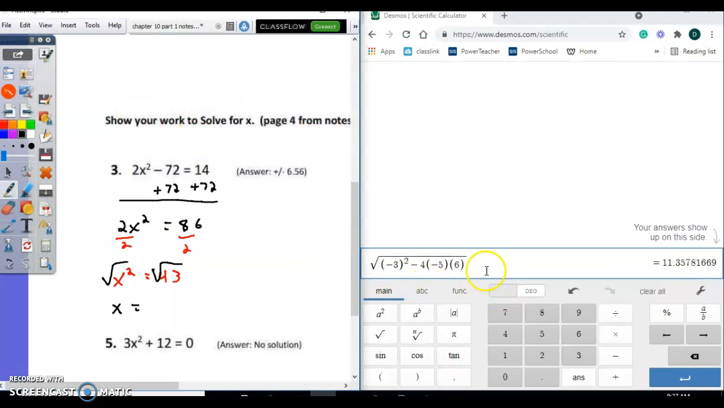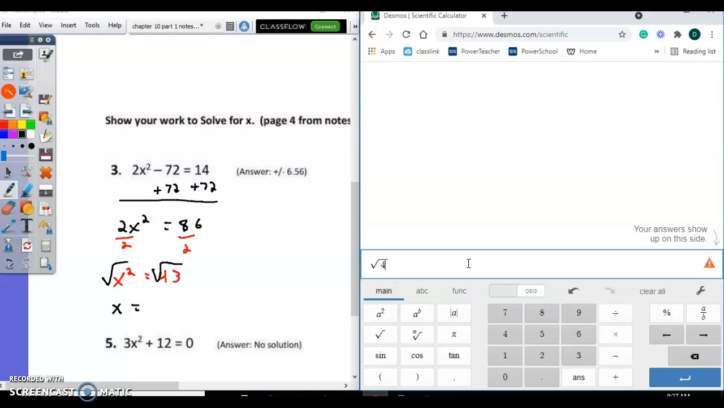We type that into our Desmos calculator. So I'll back all this out. And that gives us the 6.56 right here. And if you remember, because a number's squared, if it's two negatives it equals a positive, we would put the plus or minus 6.56 because both of those work.